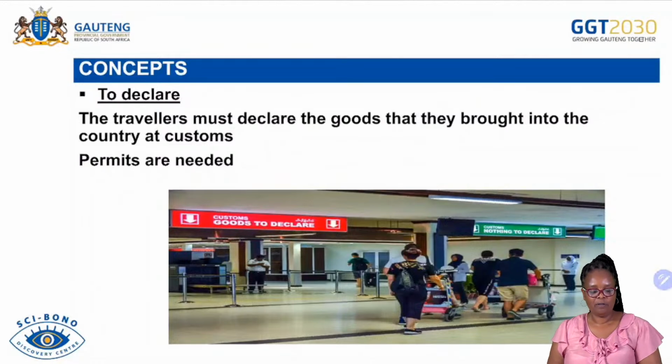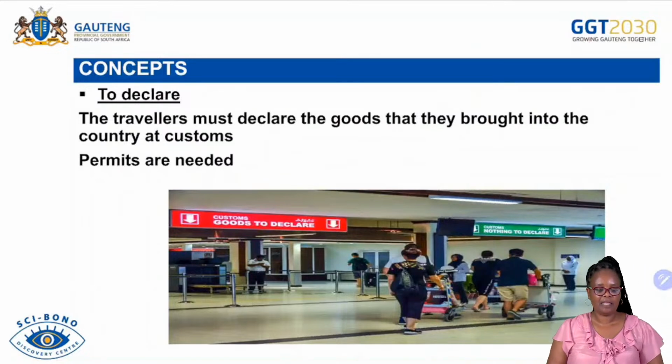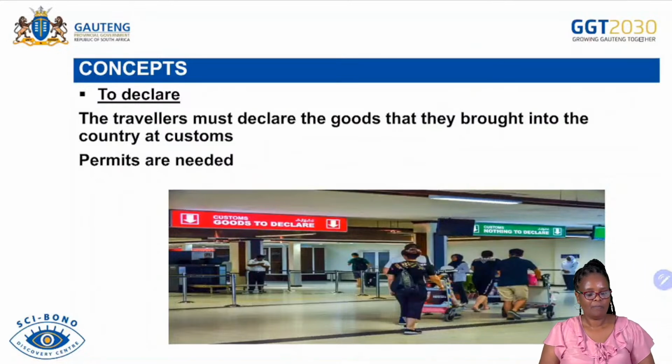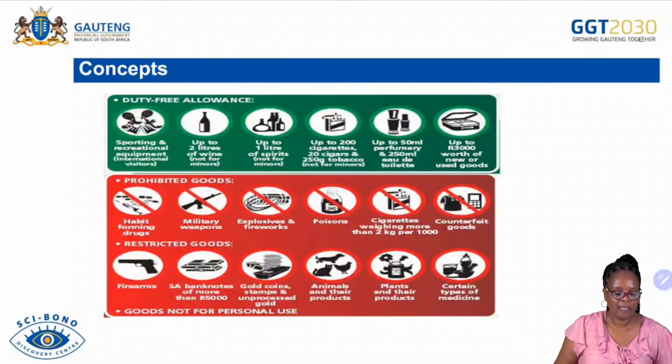Look at the number of people. You can see the majority is going on the side where they have nothing to declare. Because on the red channel, where they have to declare, they have to produce permits for everything that they have with them. Look at the concept here. When we compare the two, you can see that we have the duty-free allowances.